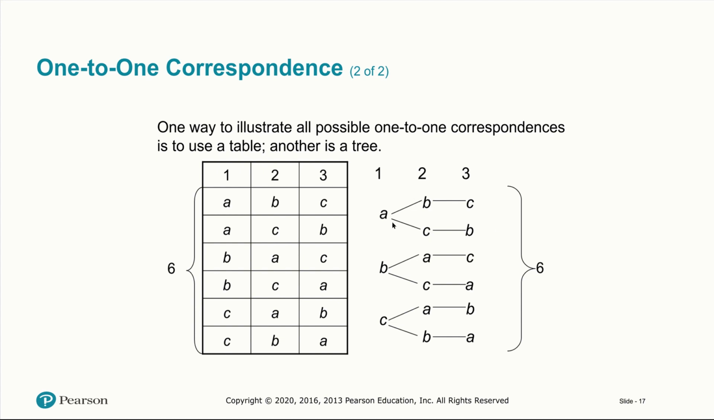Another way of showing it is a tree diagram. So 1 can either be matched with A, which means 2 can be matched with B and 3 with C, or 2 can be matched with C and 3 with B. Same thing for the other 2 elements. So both of these diagrams are visual ways of seeing the possible number of one-to-one correspondences. You can see that if the number of elements increases, this is going to get pretty large. So we're going to see if we can come up with a better way of getting the number 6, if possible.